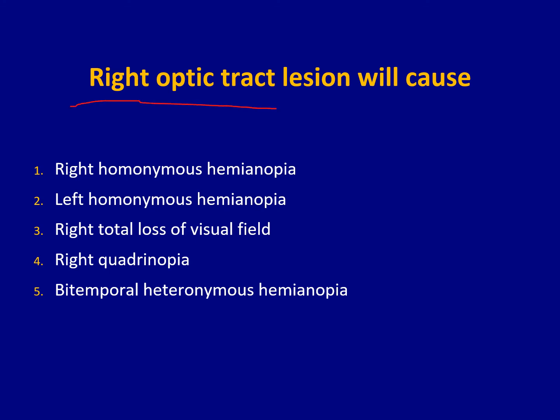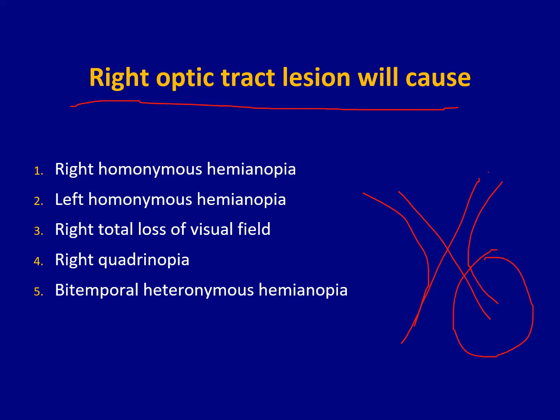Right optic tract lesion will cause. Remember, the optic nerves cross, and this part is called optic tract. If the lesion is in the optic tract, temporal fibers will be involved here and nasal fibers will be involved in the other eye. So one optic tract lesion causes blindness in the opposite visual field. So let's see the options.